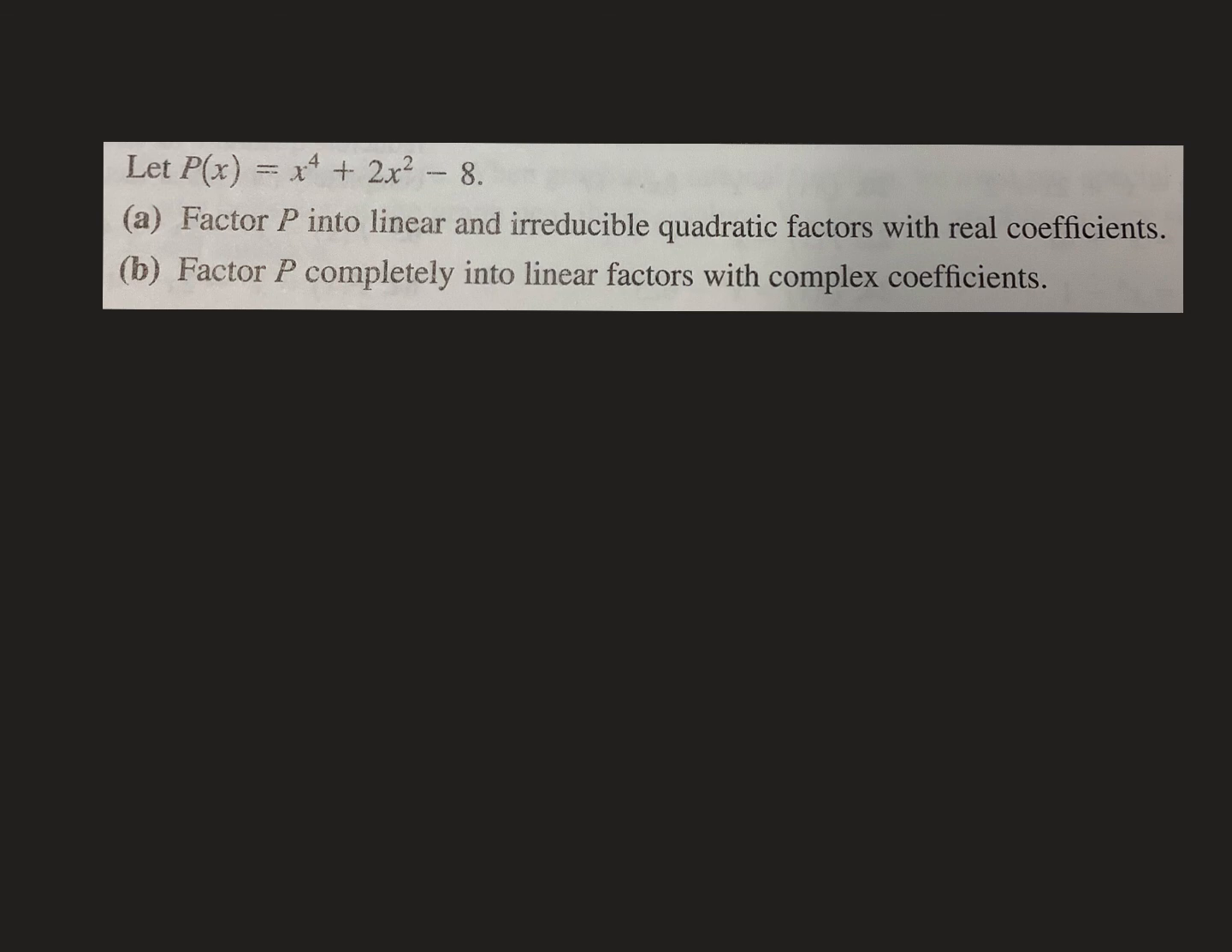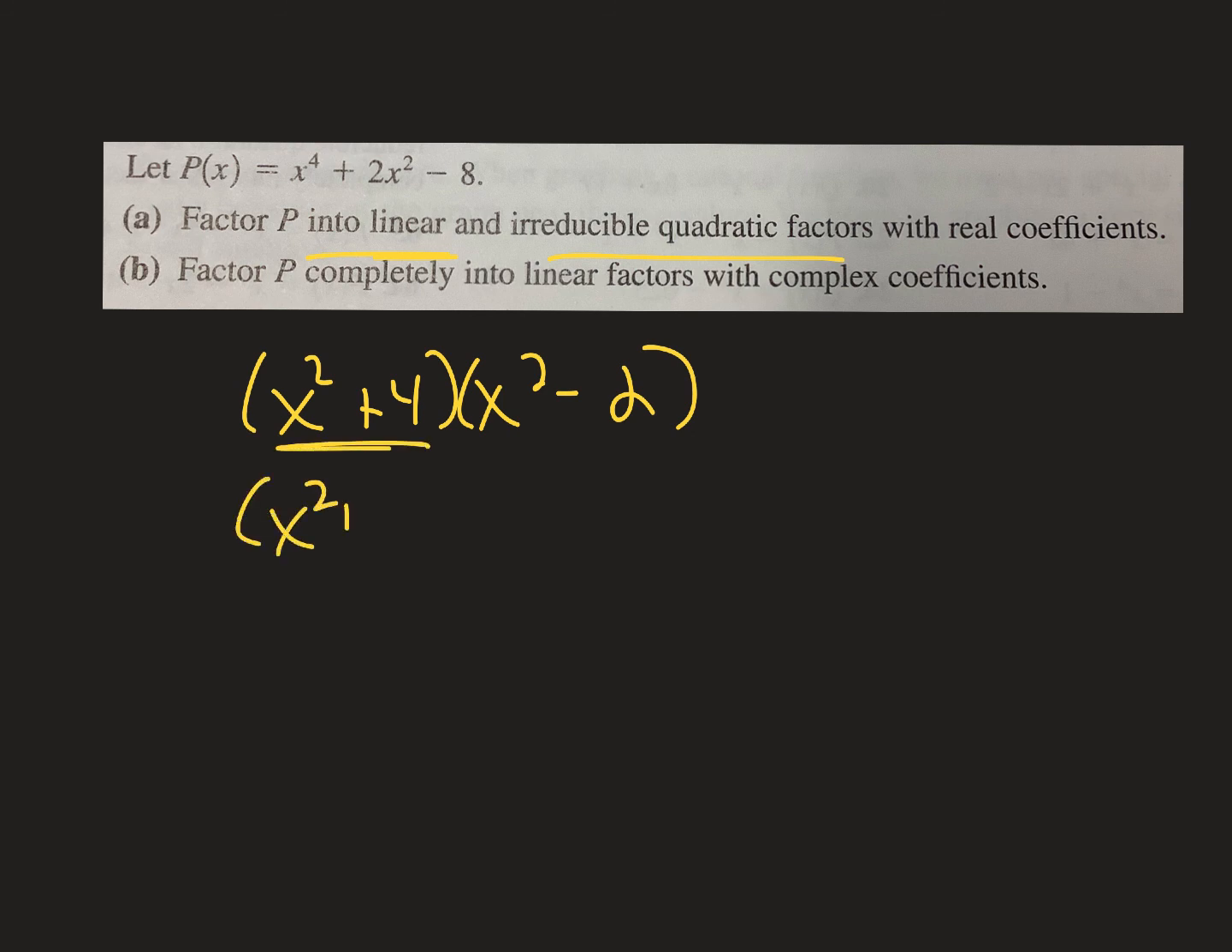Okay, there's your polynomial, and it says factor into linear and irreducible quadratic factors. So what I notice is I can factor that like factors of 8 that give me 2 would be x squared plus 4 and x squared minus 2. Now here's what's going to kind of go crazy with you. Part A says factor into linear and irreducible quadratic. Now, this one, the x squared plus 4, that's an irreducible quadratic. That's not a difference of squares. You're just kind of stuck there.